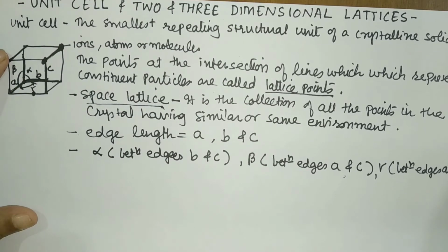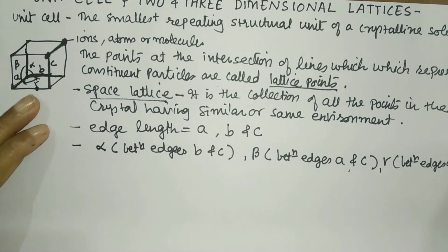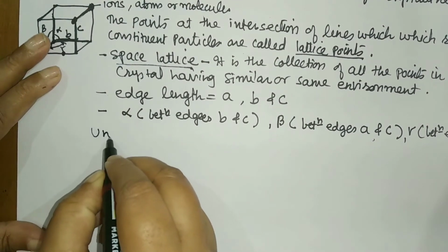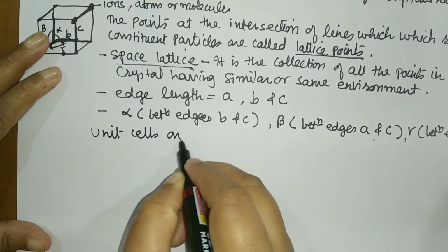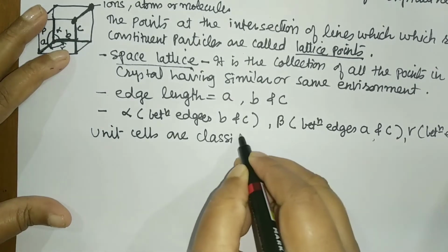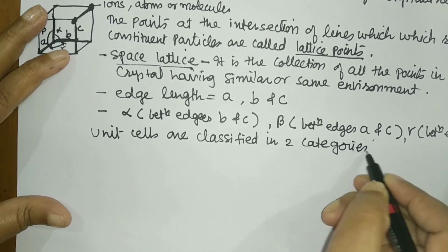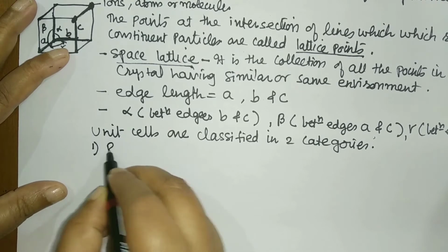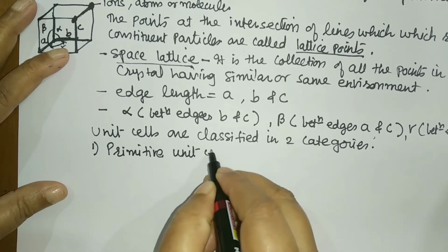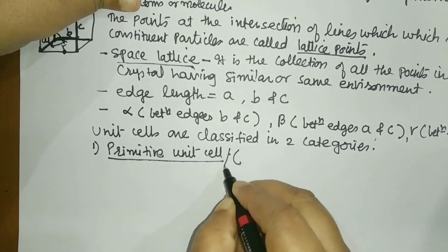So after knowing what the unit cell is, when the unit cells are arranged following a definite pattern, we have some unit cells, how we name them. So unit cells are broadly classified in two categories. The first is called primitive. So the first is primitive unit cell. It is also called simple unit cell.